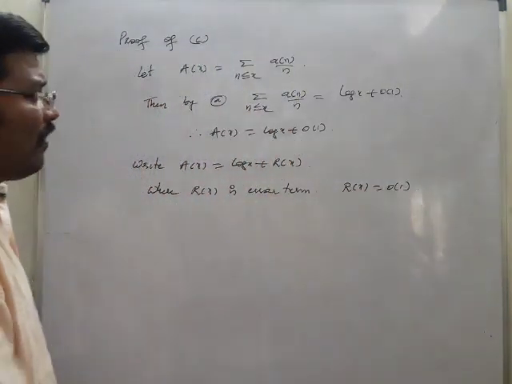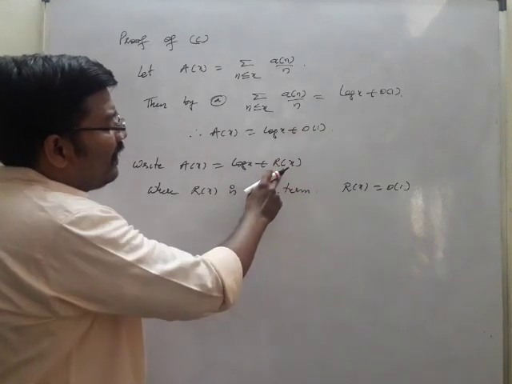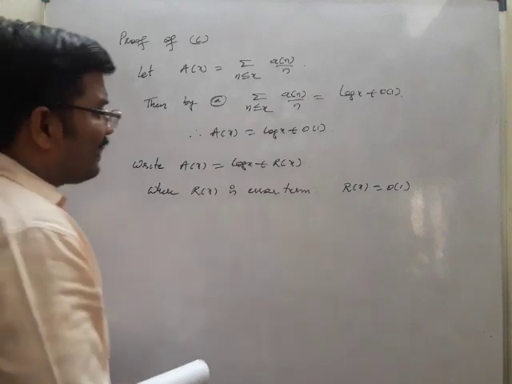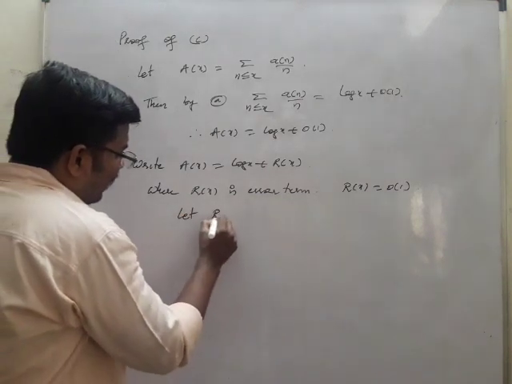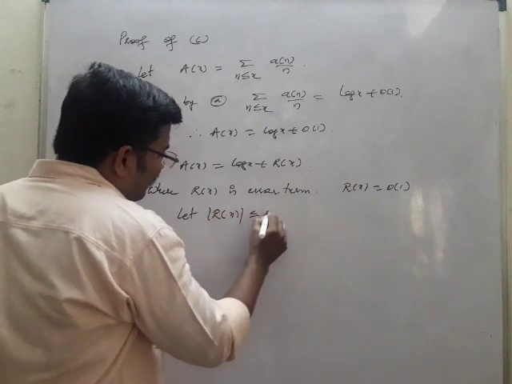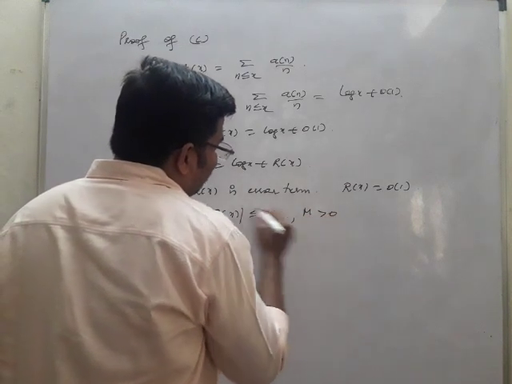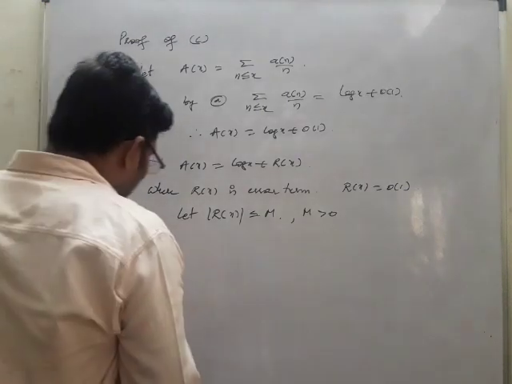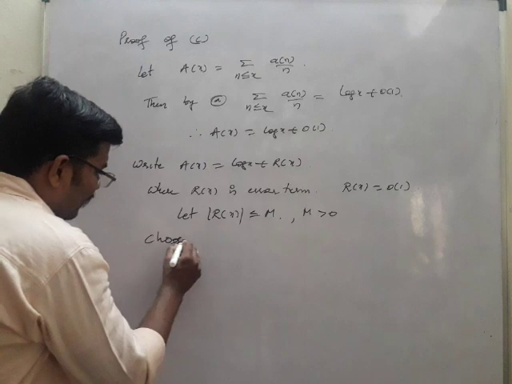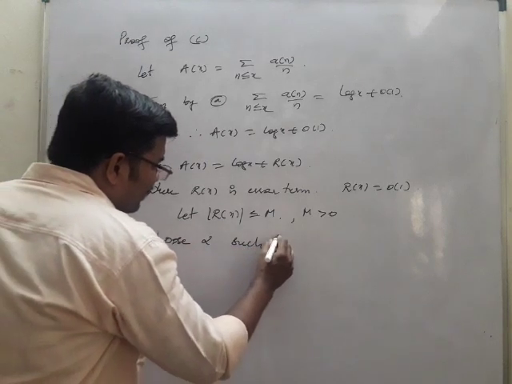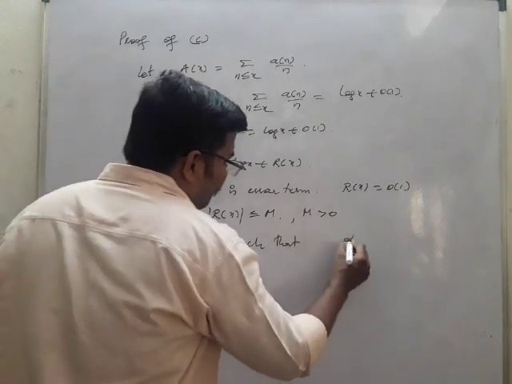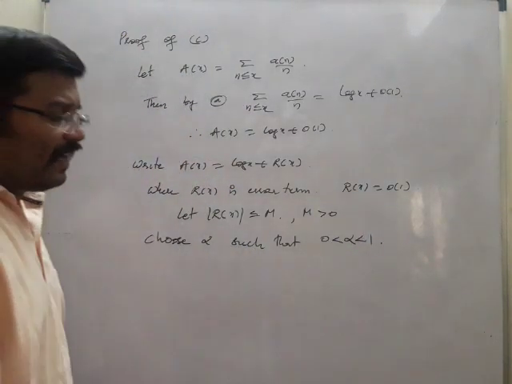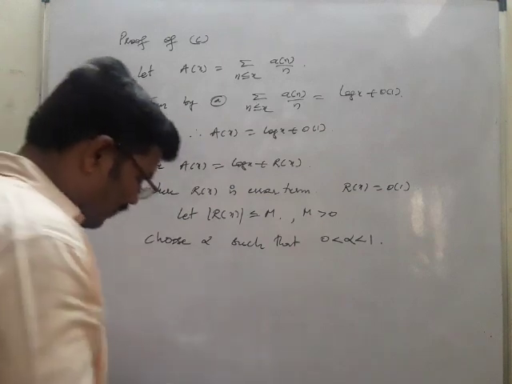I am just writing r of x in the place of big O of 1. So let r of x be bounded by m, where m is a positive value, greater than or equal to 0. Now we'll choose an alpha such that alpha is greater than 0 and less than 1.